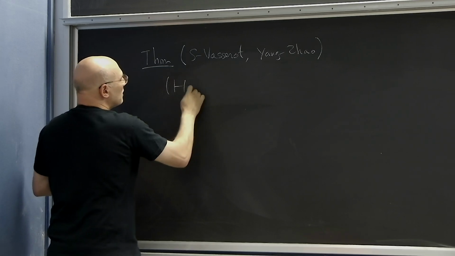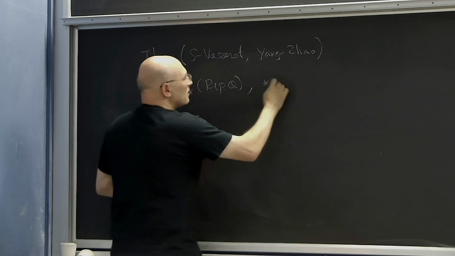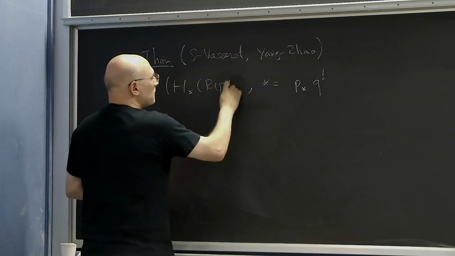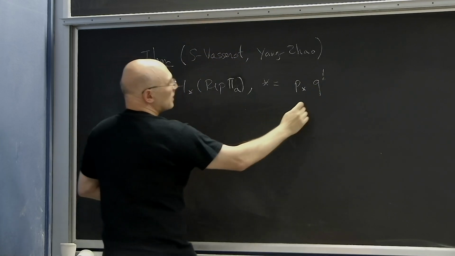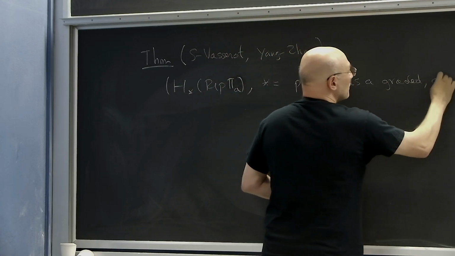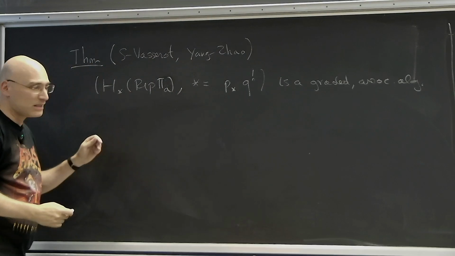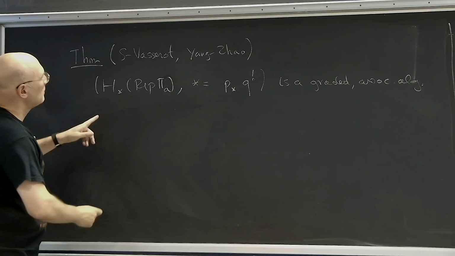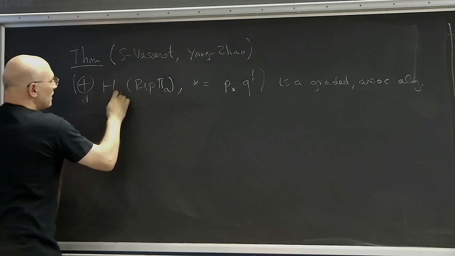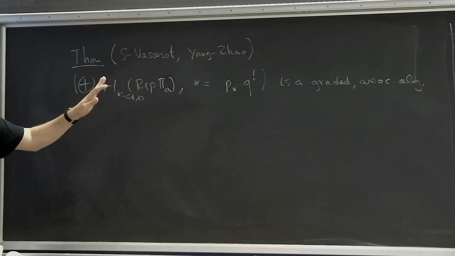So H star of rep pi Q, with the product given by pi Q. This is an associative algebra, a graded associative algebra. There's a small thing you need to do on the grading: you need to shift the grading a little bit. So maybe I should say direct sum over d, and you shift by this Euler form, and then it is really a graded associative algebra.